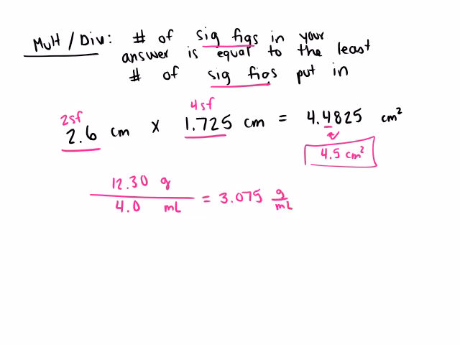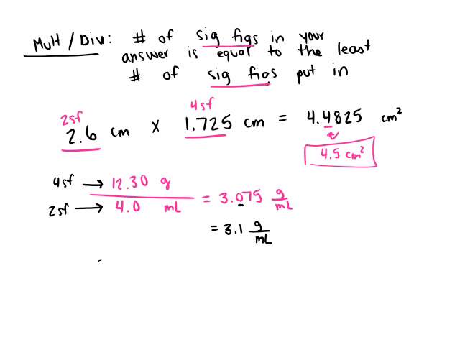And so then I would count my sig figs. 12.30 has 4 sig figs. 4.0 has 2 sig figs. And so that means your answer can only have 2 sig figs. So that would give me 3.1 grams per milliliter. Okay?